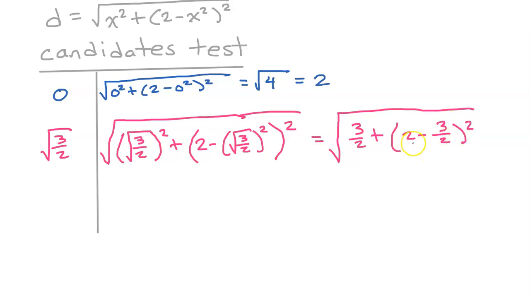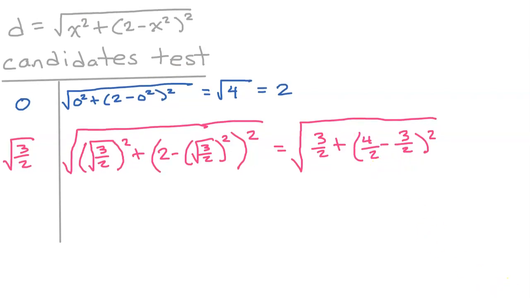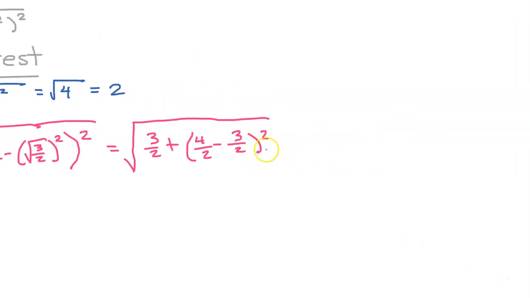I think I'll do one more step right here. To make like denominators, instead of having a 2, I can write 4 over 2. That's the same thing as 2. But that way, on the next step, I can add those together. So let's see. I'm going to have 3 over 2 plus 4 over 2 minus 3 over 2 is 1/2. So I have 1/2 squared.